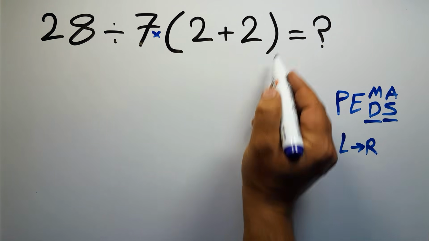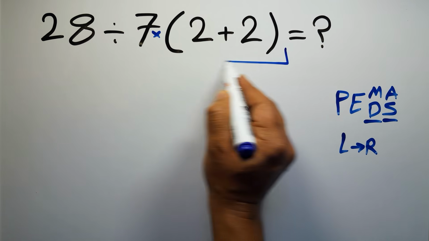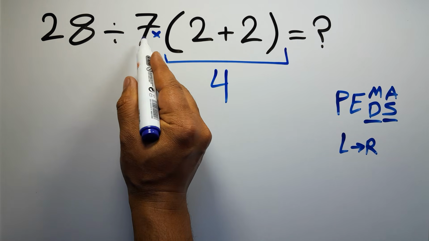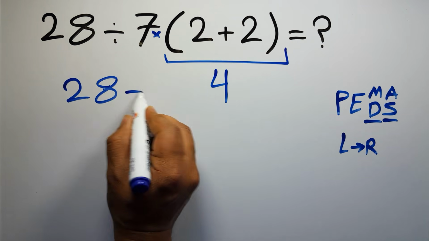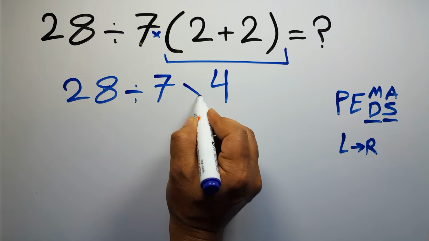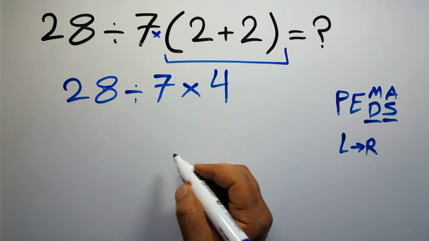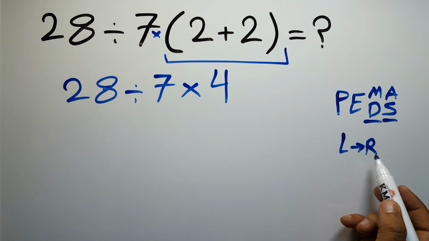So first this parenthesis. Inside this parenthesis we have 2 plus 2, which equals 4. So 28 divided by 7, then times 4. Now we have one division and one multiplication. As I said, multiplication and division have equal priority and we have to work from left to right.